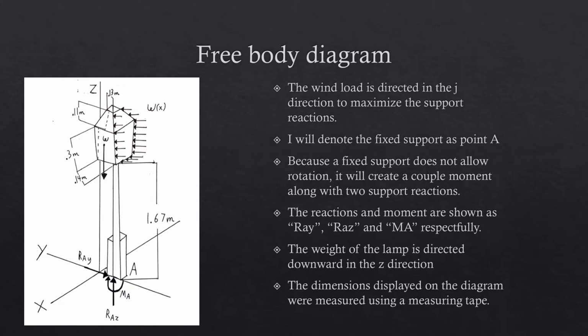Because a fixed support does not allow rotation, it will create a couple moment along with two support reactions. The reactions and the moment are shown as RAY, RAZ, and MA respectively. The weight of the lamp is directed downward in the Z direction. The dimensions displayed on the diagram were measured using a measuring tape and converted into meters.